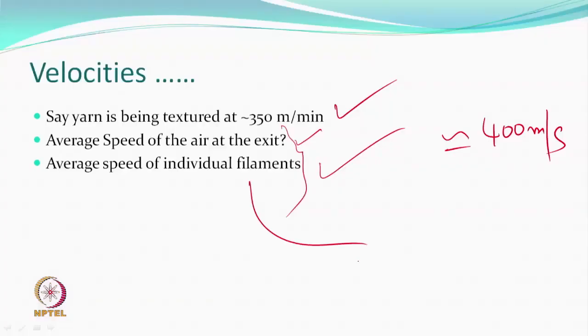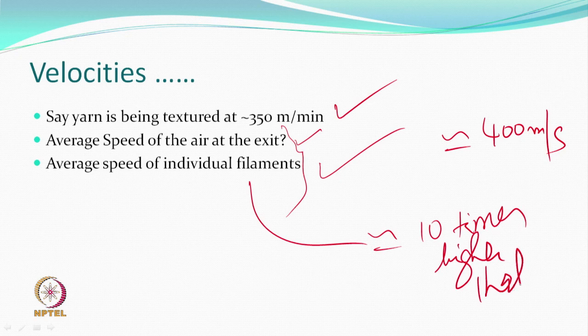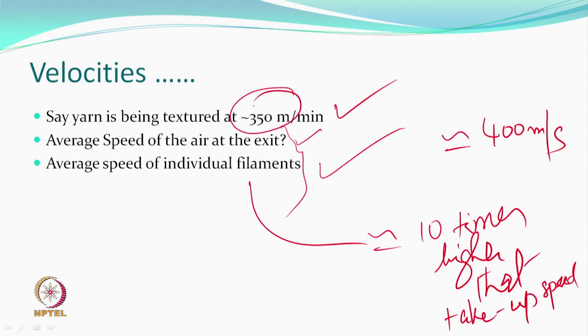It is not a full grip. But interestingly, the average speed of the filaments could be 10 times higher than the take up speed. If this is 350, the filament may be doing 3500 meters per minute. What a speed! And all this is happening in a very short period of time. You already understood how much less time is spent inside the jet, although now we know almost everything is happening outside the jet, but the jet is important, creating high velocity.